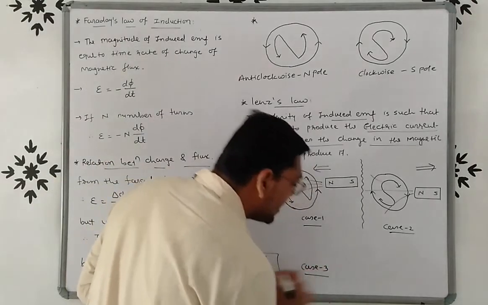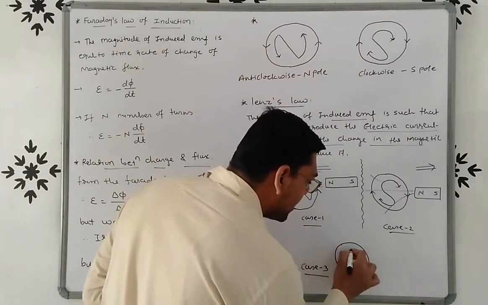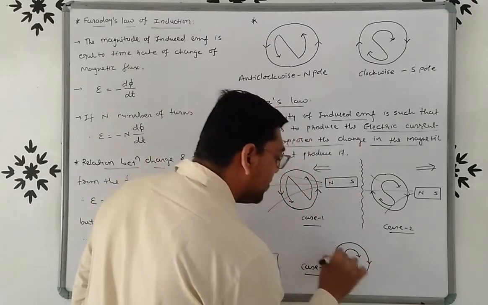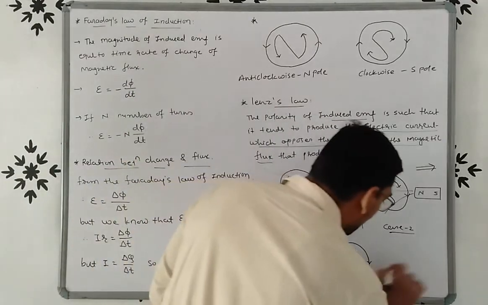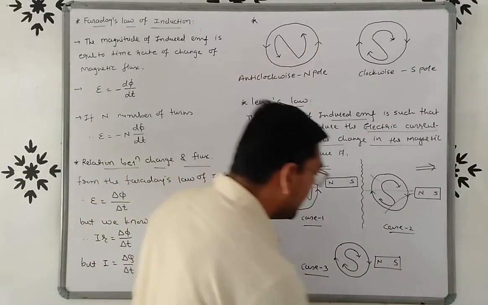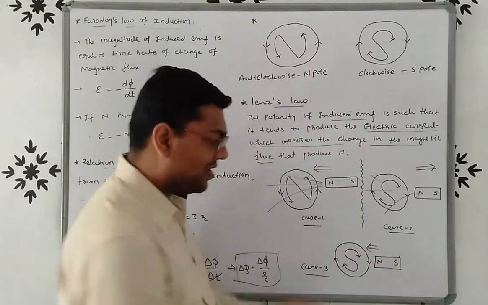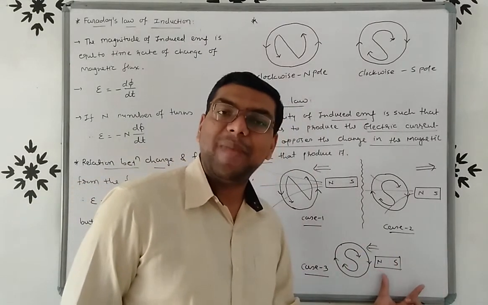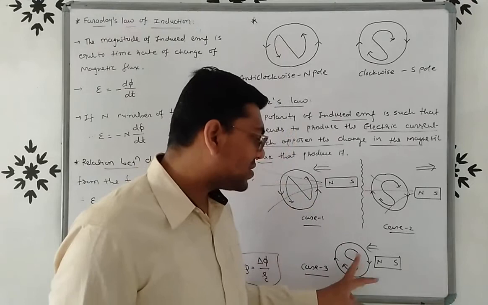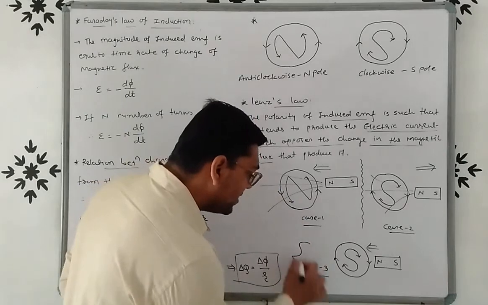We discuss case 3. Here this is the coil. Suppose this coil behaves as a south pole, like this, with current flowing in the clockwise direction. Here this is the north pole, this is the south pole. Tell me, friends, is this case possible or not? When you bring the magnet near to the coil, is it possible that this coil behaves as a south pole? So this case is not possible.